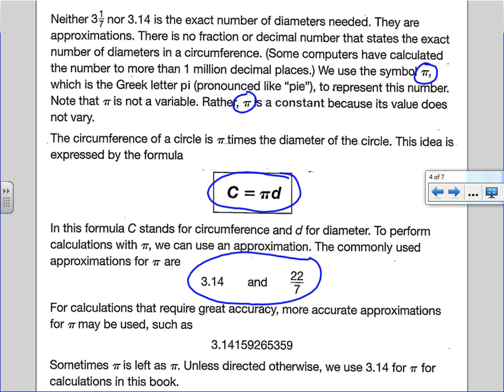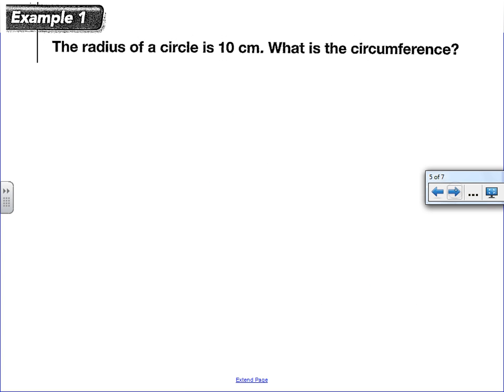For calculations that require great accuracy, more accurate approximations for pi may be used, such as 3.14159265359. Okay, so you can take that number for pi and extend it on further to be more exact if it needs to be. But for what we're going to be doing, mostly sticking with that 3.14 or 22 over 7. Sometimes pi is left as pi. Unless directed otherwise, we use 3.14 for pi for calculations in this book.